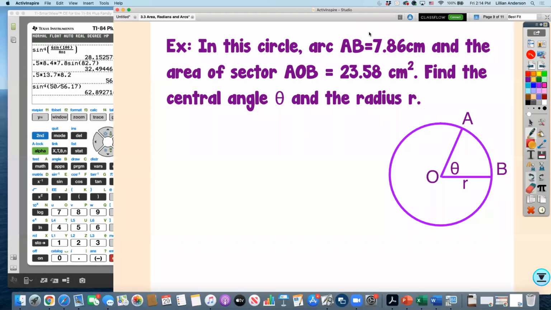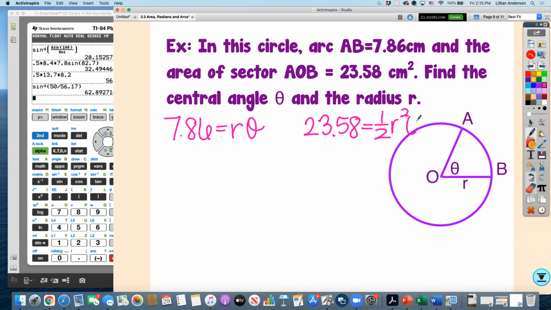Look at this one. In this circle, arc AB is 7.86 centimeters, and the area of the sector AOB is 23.58 centimeters squared. Find the central angle theta and the radius r. Here, I know both measurements, but I don't know any of the pieces that comprise those values. So my arc, which is 7.86, we got that number by multiplying our radius and our angle together, which I don't know. And my sector, which was 23.58 centimeters squared, we got by multiplying 1/2 r squared theta.